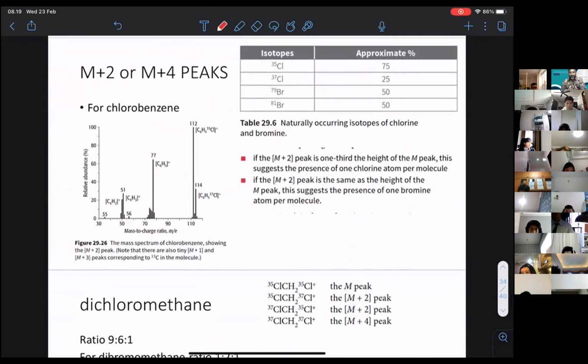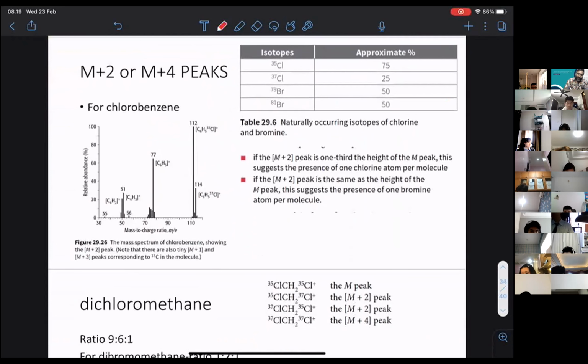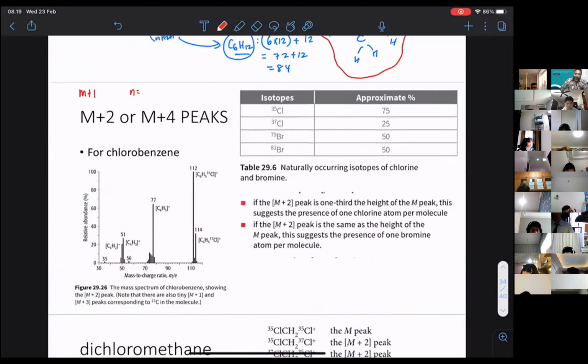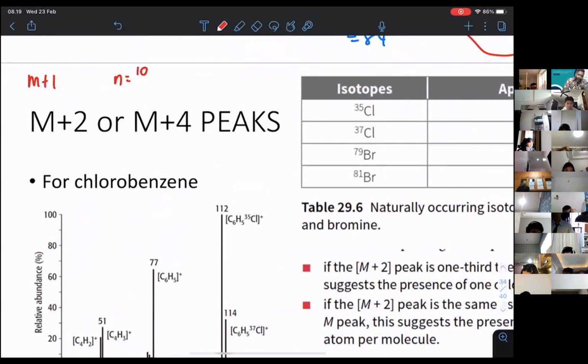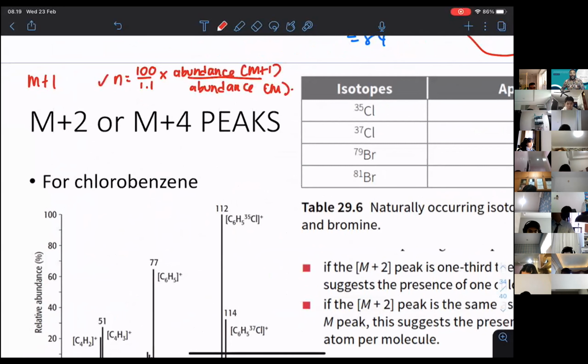We have settled with M+1. So if you recall again, for M+1, what I want you to know is that carbon-13 is 1.1%. You need to know how to apply the formula: n equals 100 divided by 1.1, times the abundance of M+1 divided by the abundance of M. If you use this formula, you will be able to calculate the total number of carbons. So that is going to be important for M+1.